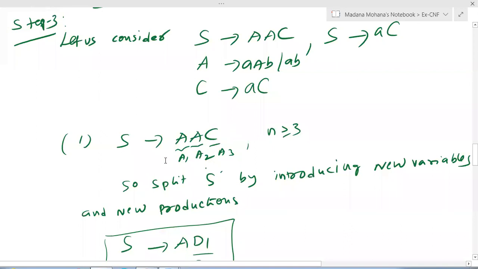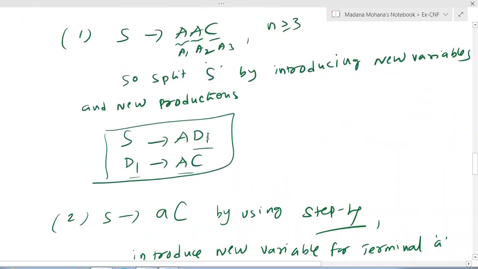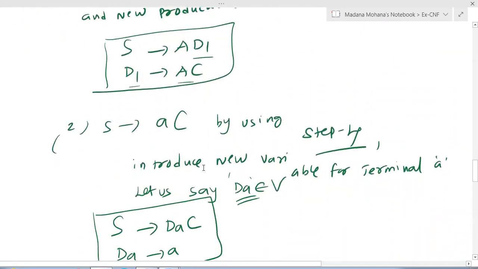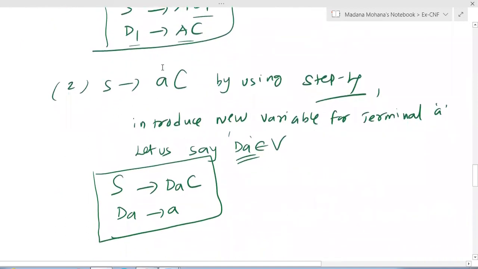By applying step 3, you have to introduce new variables and new productions. Then you will get S derives A D1, then D1 derives AC. Then another S production, S derives terminal a, variable C. So here a terminal occurs followed by a variable. This is in the form of step 4.